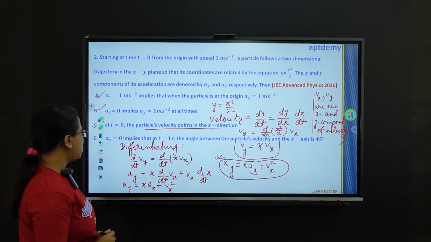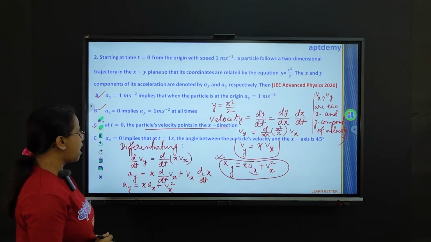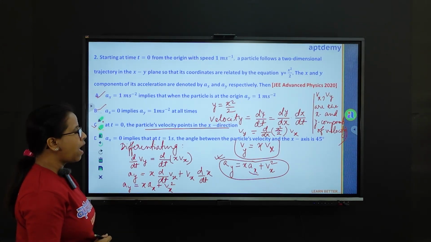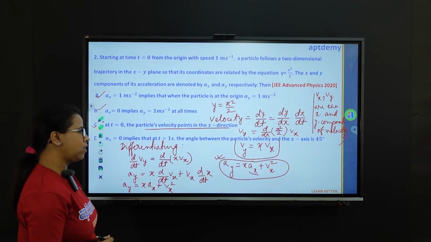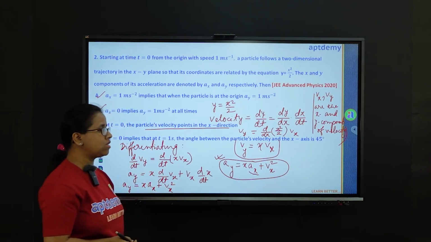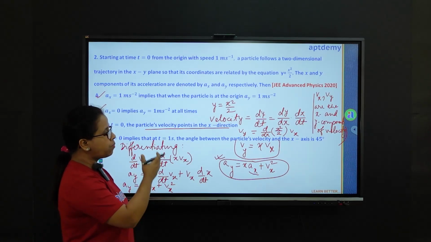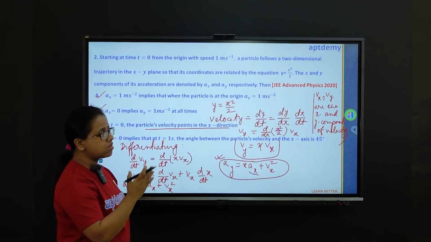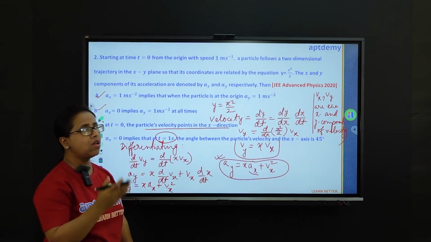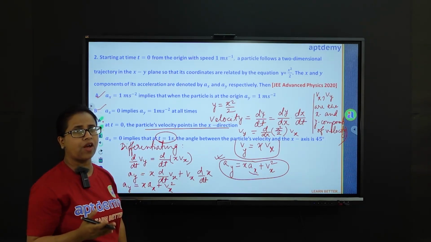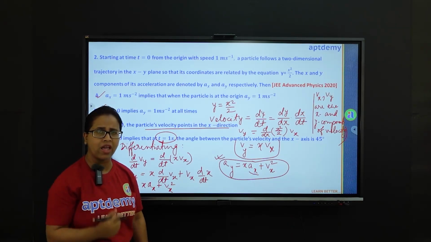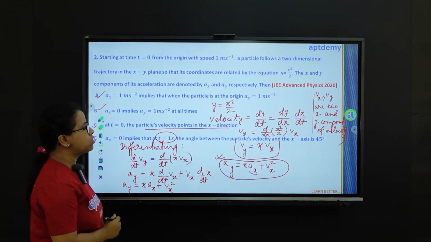Now looking at the last option, ax equals 0 means that at t equal 1 second, the angle between the particle's velocity and the x-axis is 45 degrees. So yes, that is also true. If x equals 0 and the time is equal to 1 second, then the particle is moving at a certain angle with the horizontal. And since it's just 1 second, you can say that the particle is moving at an angle of 45 degrees with the x-axis, or we may also say that it is moving at an angle of 45 degrees with the y-axis. So this tells us that option D is also true.